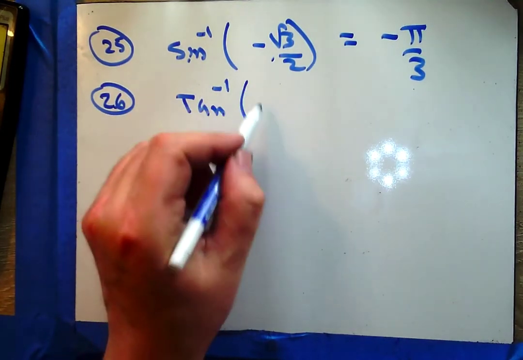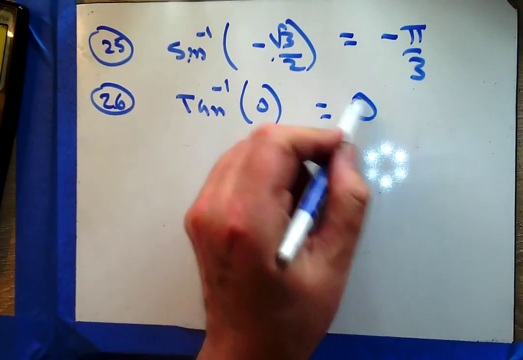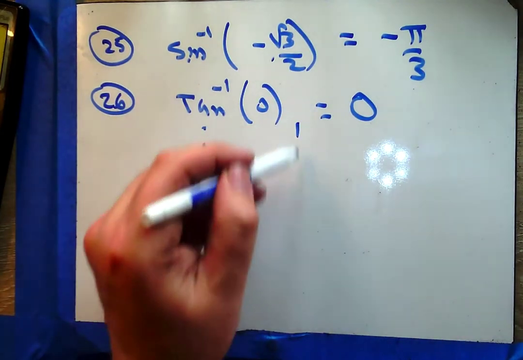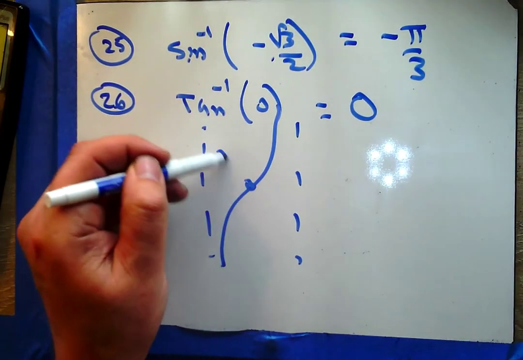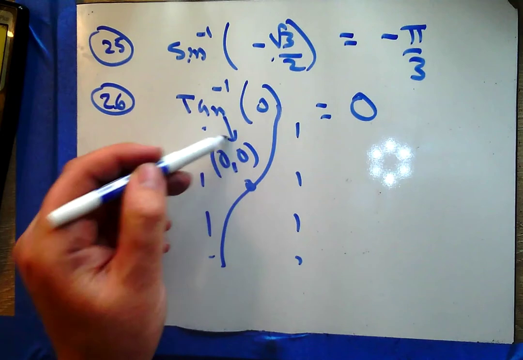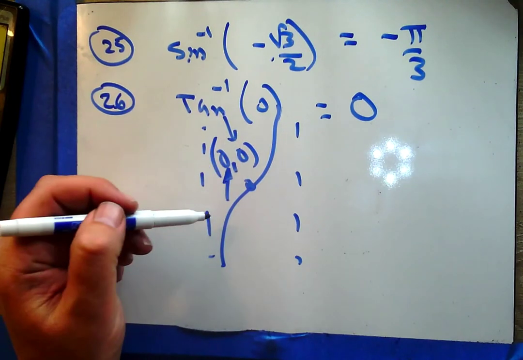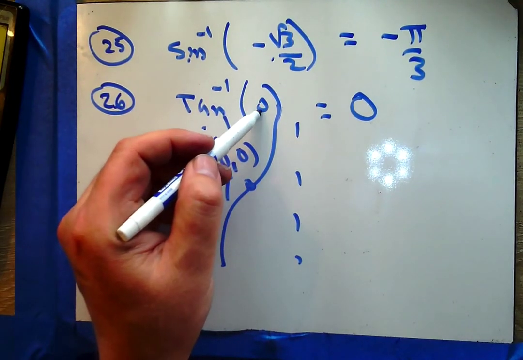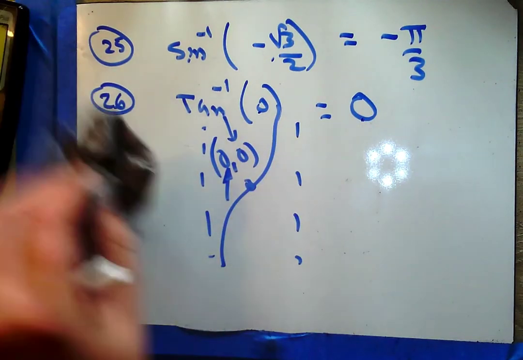26. Tangent inverse 0. That's 0. Come on, you know the tangent graph. What's that point in the middle? It's 0, 0. When the tangent value is 0, the angle is 0. So when the tangent value is 0, the angle must be 0.